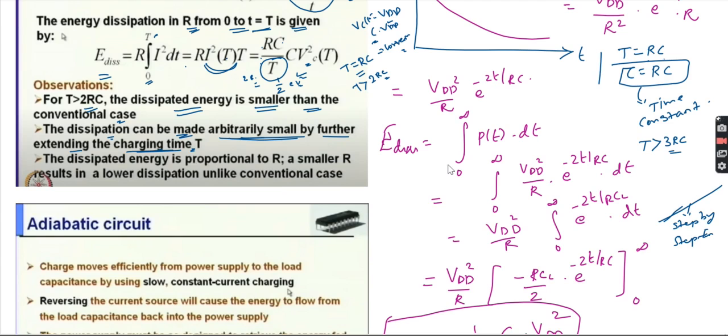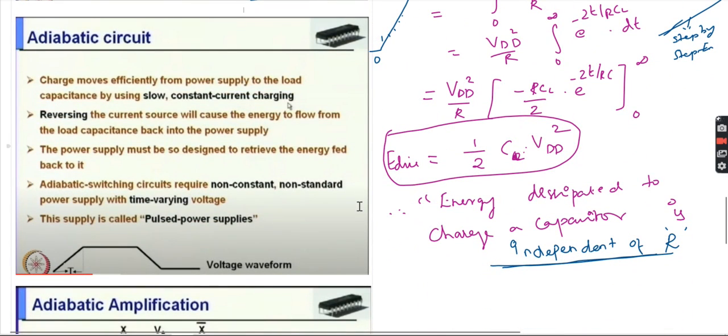For that purpose, we need to use a piecewise linear waveform, from zero to some value, so that the time slope is slowly increased. We can say the dissipated energy is proportional to the resistor, and a smaller resistor will result in lower dissipation, unlike the conventional cases. So what observations can we make in adiabatic circuits? Charge moves efficiently from the power supply to the load capacitor by using a slow, constant current charging. That source we have to use.